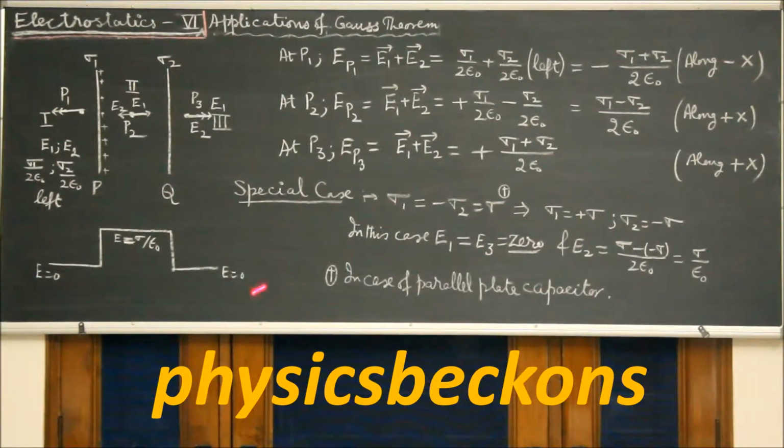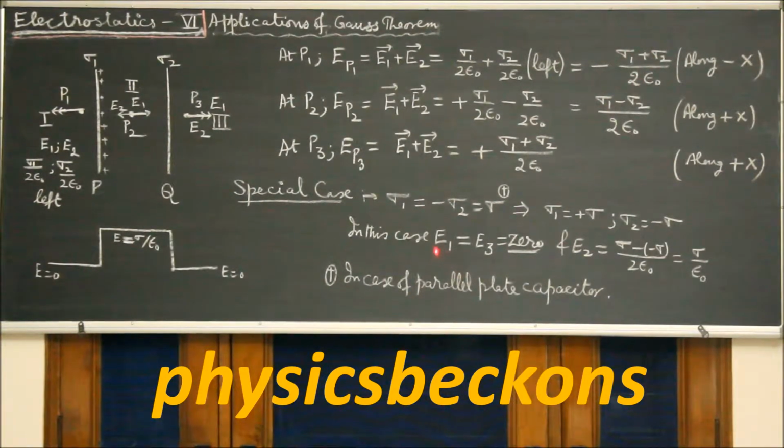Now another special case, supposing this plate P has positive charge density and Q has an equal negative charge density, that is sigma 1 equal to minus sigma 2 equal to sigma, which means sigma 1 equal to sigma and sigma 2 equal to minus sigma. Using these values for region 1, 2 and 3, this expression becomes 0. So E1 is 0.